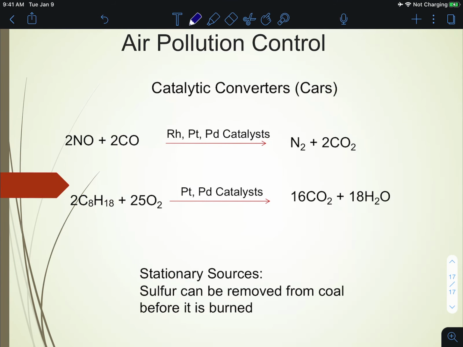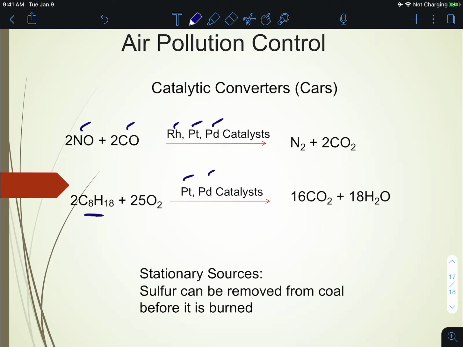Catalytic converters. All of our cars have catalytic converters now. And these contain three precious metals: rhodium, platinum, and palladium. And what they basically do is they, in a very short amount of time, just think about how long the exhaust moves through your catalytic converter and then goes out your exhaust pipe. We're talking about a couple seconds here. What you're looking at basically is pollutants like nitric oxide and carbon monoxide, which I talk about in the slides and your book talks about, and unburned hydrocarbons can now be converted with the presence of these catalysts in two separate reactions.